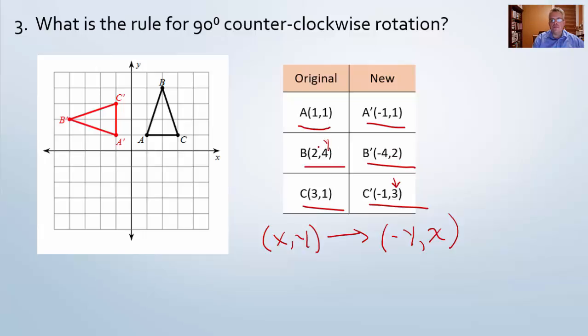So -y would be -4. Where did this 2 come from? It's the old x coordinate. This works here too. This is -y. Y was 1 in the original point. And this is x. So here's the rule for 90-degree rotation. The first coordinate is the opposite of the old y value. The second coordinate is the old x coordinate.